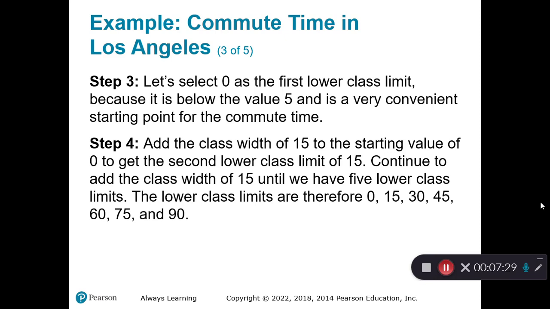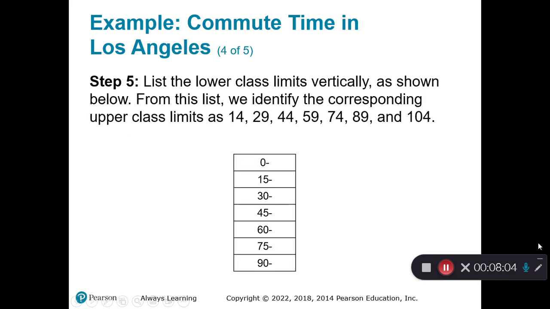So if we use 0 as the lower class limit for the first class, then to build the second class, we would use 0 plus 15, which would be 15. And then for the third class, the lower class limit would be 15 more than that, so 30. And the next class would go up to 45, and then to 60, etc. So we would be adding 15 each time to get the lower class limits for all of our classes. So the lower class limits would look something like this.